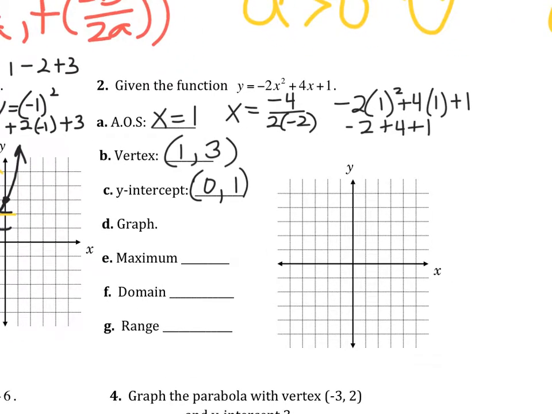Yeah. All right, so let's graph it. I like to graph the vertex first, so I'm going to go 1, 3, right there. And then the y-intercept is at 0, 1. My axis of symmetry splits this parabola in half. And so this y-intercept right here, if I reflect it over the axis of symmetry, I'll get that point also.